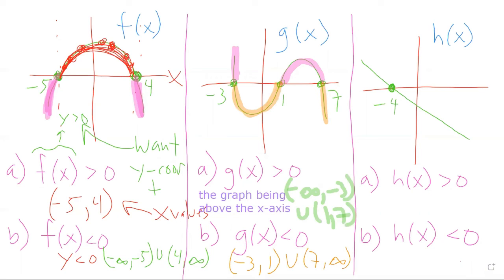And for this last one here, we want h to be greater than 0, so above the x-axis. And it's above the x-axis here, so from negative infinity to negative 4. And now we want it to be underneath the x-axis, because the y coordinates are less than 0, which means negative. And that happens during this portion here, which means from negative 4 and beyond.